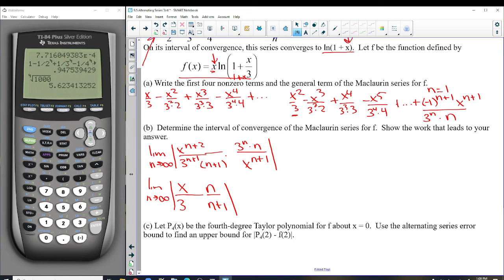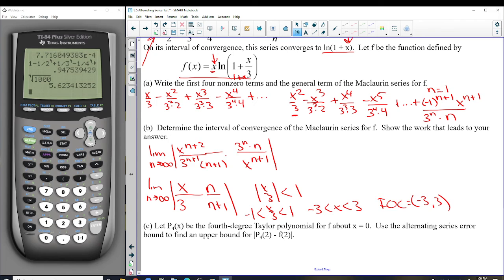Now we're doing the limit on n. So we end up with x over 3. Absolute value of x over 3 has to be less than 1. So negative 1 less than x over 3 less than 1. Negative 3 less than x less than 3. So the interval of convergence is negative 3 to 3.